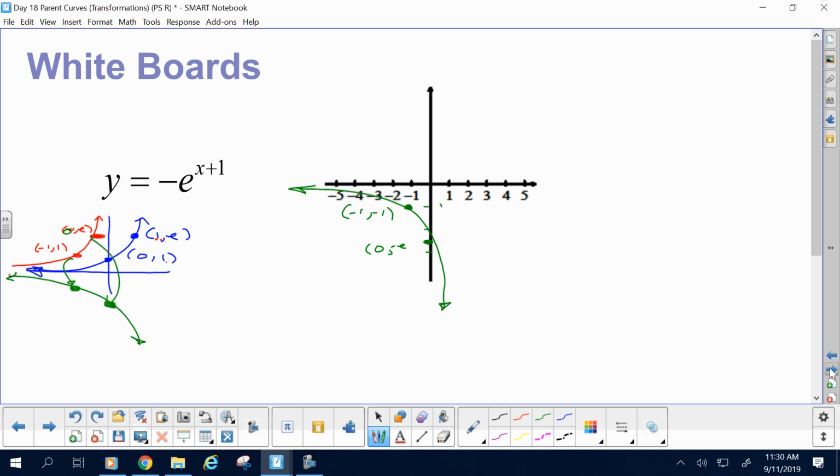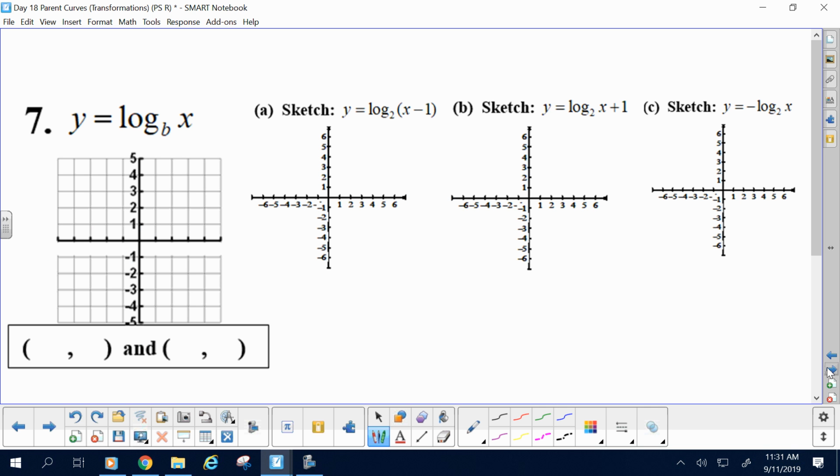0, negative e. And again, we could check. How do I check? Yeah, plug that x in and see if you get that y out. If I put negative 1 in for x, I get e to the 0. Negative e to the 0 is negative 1. Seems cool. If I plug in 0, I get e to the 1. Negative. Seems cool. All right? Are you with me? All right, let's go to log.